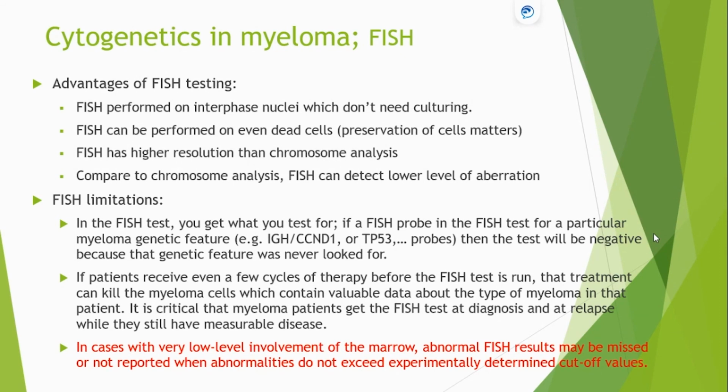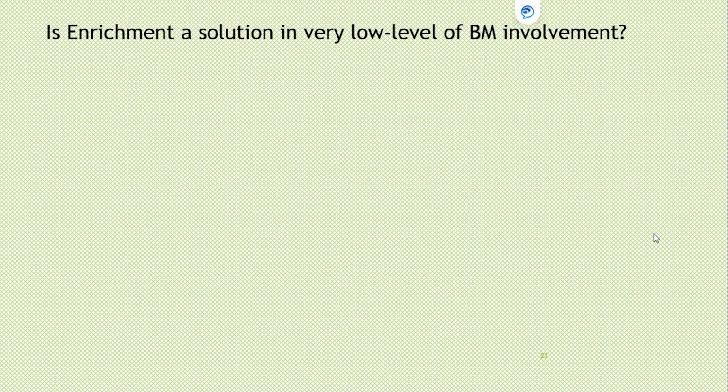In any laboratory test, you can see a range for the normal range. But for FISH, that range does not exist on the commercial kits that you buy from the vendors. You have to define your own range of normality for FISH testing, and that's called the cutoff value. Each lab has to define that cutoff value. So if the abnormality is lower than the cutoff value, it's not going to be reported out. So a very low level can be missed.